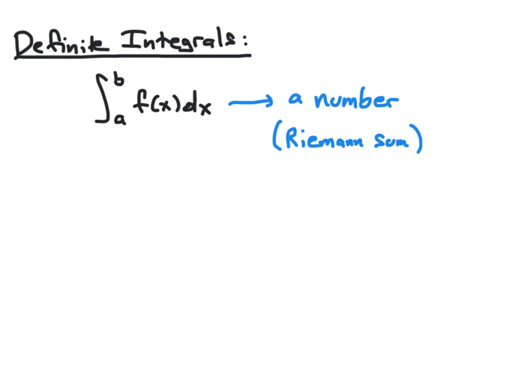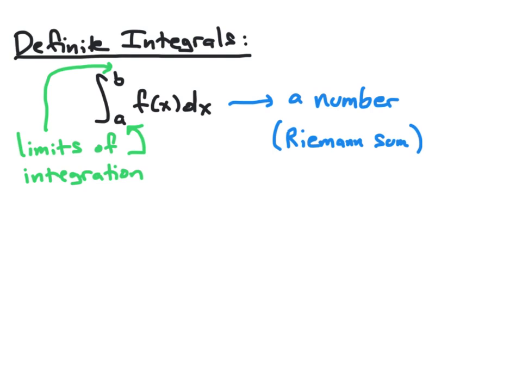The second type of integral that we're going to discuss is called a definite integral. Unlike an indefinite integral, which is a collection of functions, a definite integral is always going to be a number. And that number is found by computing a Riemann sum of the function along the interval from a to b. Those numbers, a and b, are called the limits of integration. A is called the lower limit, and b is the upper limit, as shown by their placement along the integral sign.